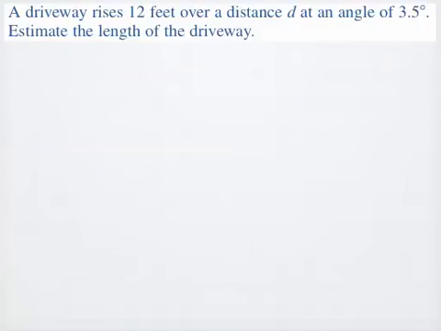This next example says a driveway rises 12 feet over a distance d at an angle of 3.5 degrees. Estimate the length of the driveway. I'm going to go ahead and draw myself another picture. It tells me that it rises 12 feet, so I've labeled the height of this triangle 12, and it tells me over a distance d. So my base is going to be d. They tell me that I have a 3.5 degree elevation, and they want me to estimate the length of the driveway, which in this case would be x, the hypotenuse.